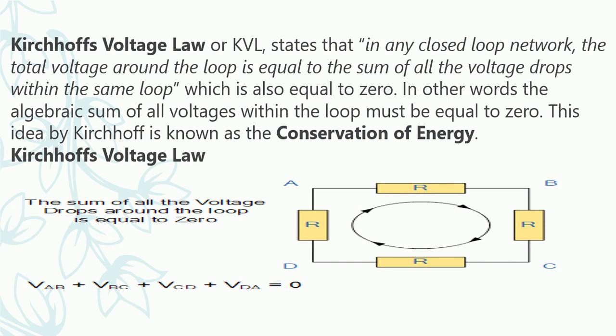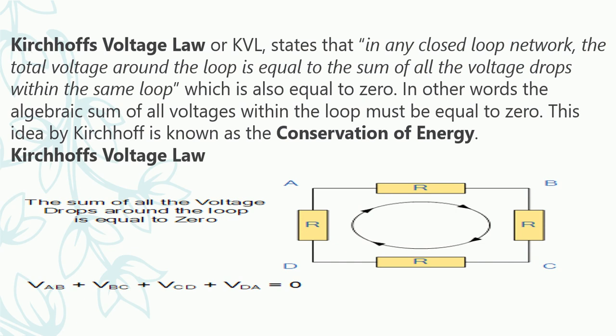In other words, the algebraic sum of all the voltages within the loop must be 0. This idea by Kirchhoff is known as the conservation of energy. Look, this is the closed loop. Okay, this is the closed loop. There are different resistors. 4 resistors are connected in this circuit.